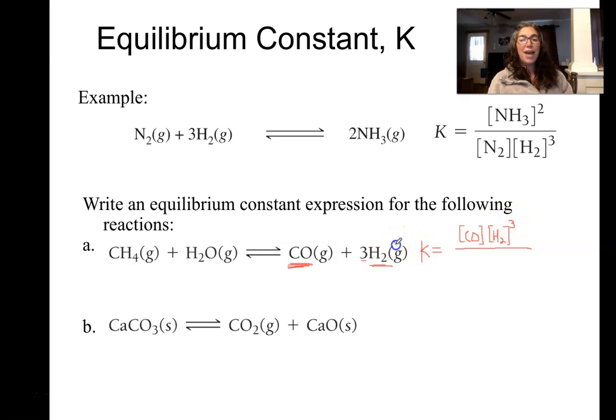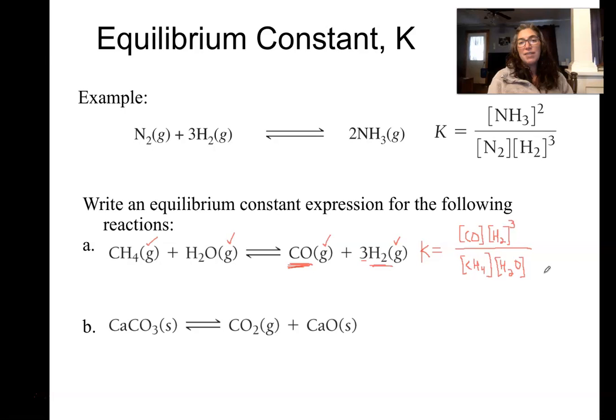Both of these are gases. I probably should have checked that first before putting my equation together. Everything here is a gas, so I'm going to include all of these in my equilibrium constant expression. On the bottom of the equation, I'm going to put the reactants, which are CH4, which is methane, and H2O, which is steam in this case because it's gaseous. Neither of them has a coefficient, so neither gets raised to any power.